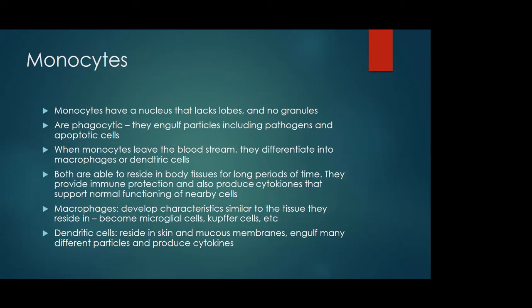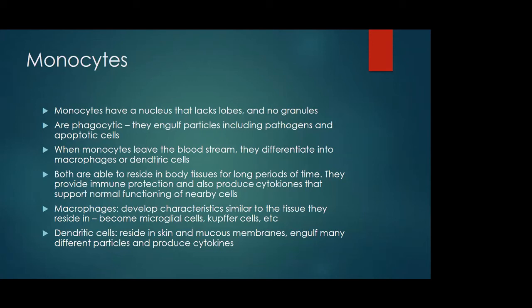Monocytes themselves have a nucleus that lacks lobes and no granules. Okay, so different again than neutrophils and things like that. They're phagocytic. These guys will engulf particles. That can include pathogens, that can include cells undergoing apoptosis to break them down and dismantle them. They're very important in the recycling of cell pieces, and the breakdown of pathogens.